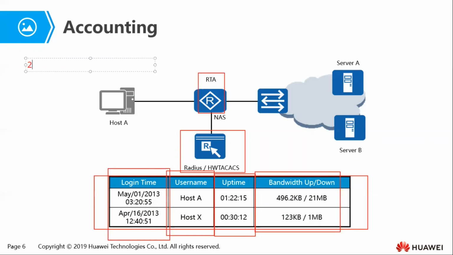Now, we only have two accounting modes. So the very first one, of course, is non-accounting. Non-accounting is when users are not being monitored. And the next one is remote accounting, when we're using a RADIUS or a Huawei terminal access controller server.